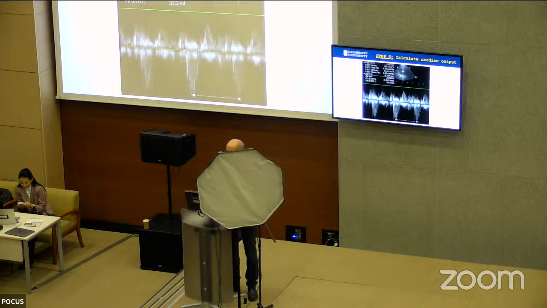Okay, then you have the cardiac output, which is just a stroke volume times heart rate.